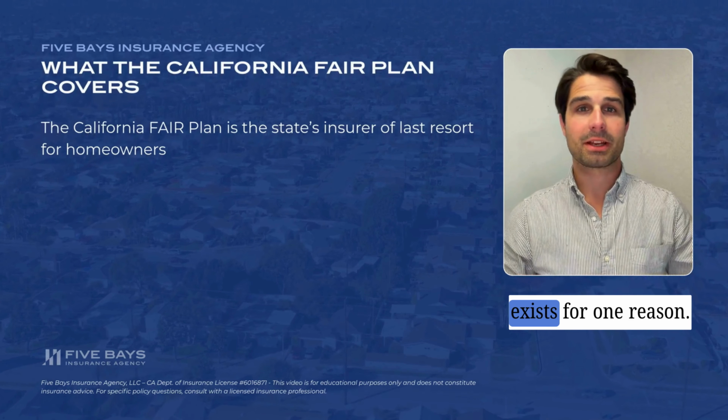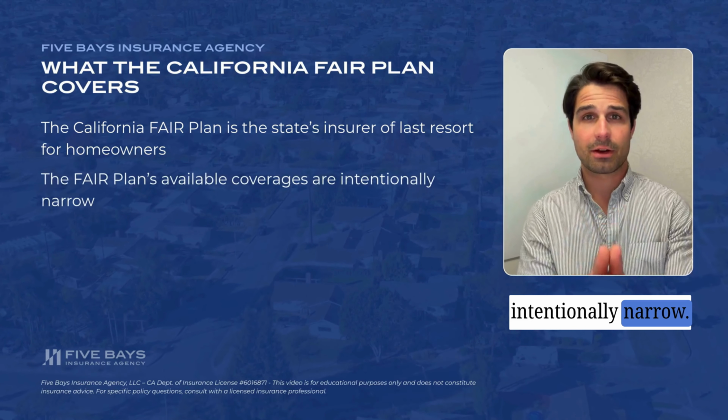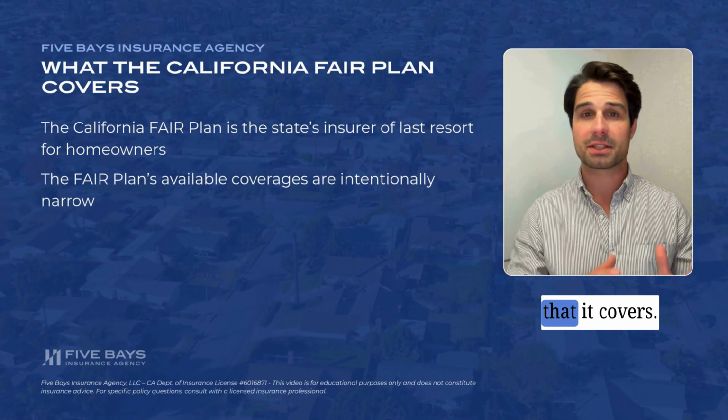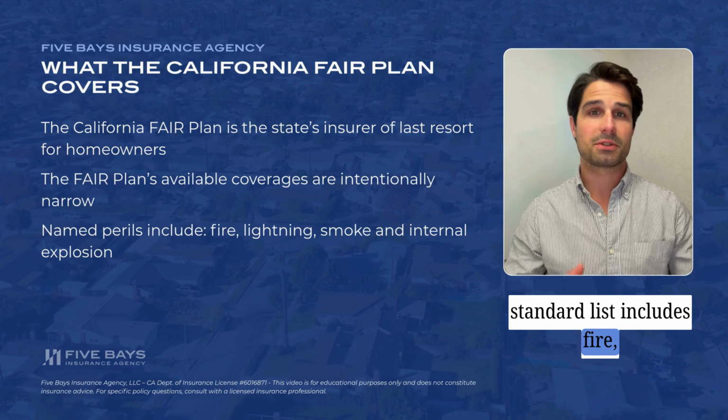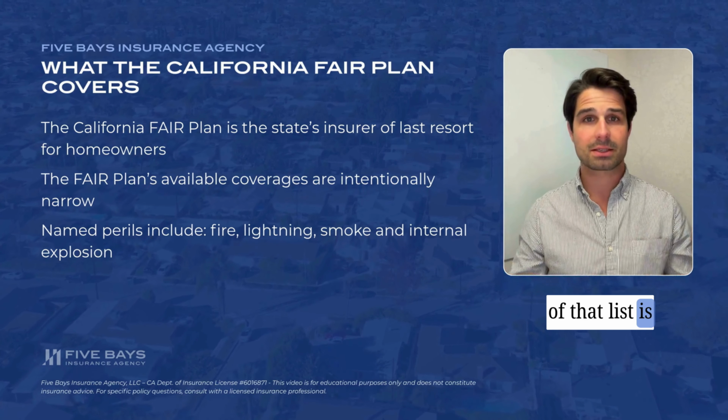The California Fair Plan exists for one reason: to make sure that homeowners can get coverage when the standard market won't write the risk. That's why it's called the insurer of last resort. And because of that role, the Fair Plan is intentionally narrow. It is a named perils policy, meaning it lists by name the things that it covers. The standard list includes fire, lightning, smoke, and internal explosion. Anything outside of that list is not covered unless you've added it via endorsement.